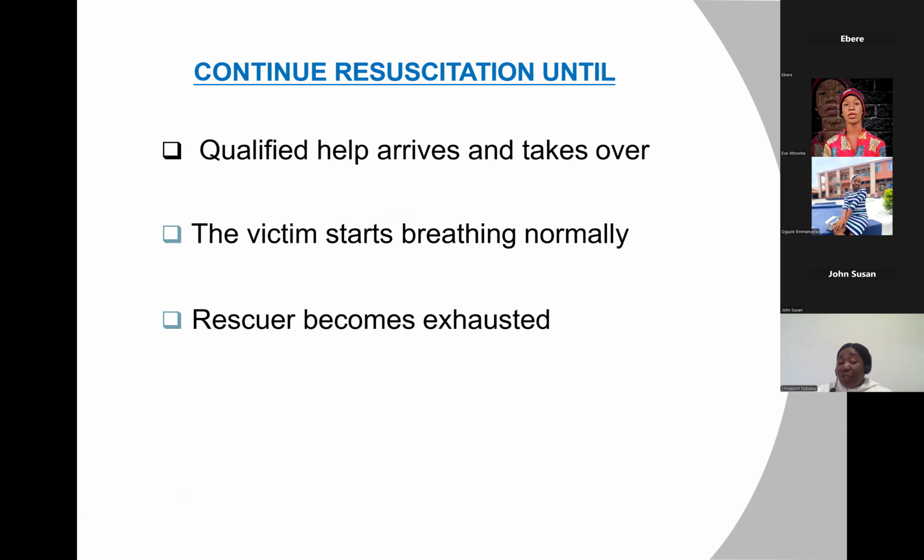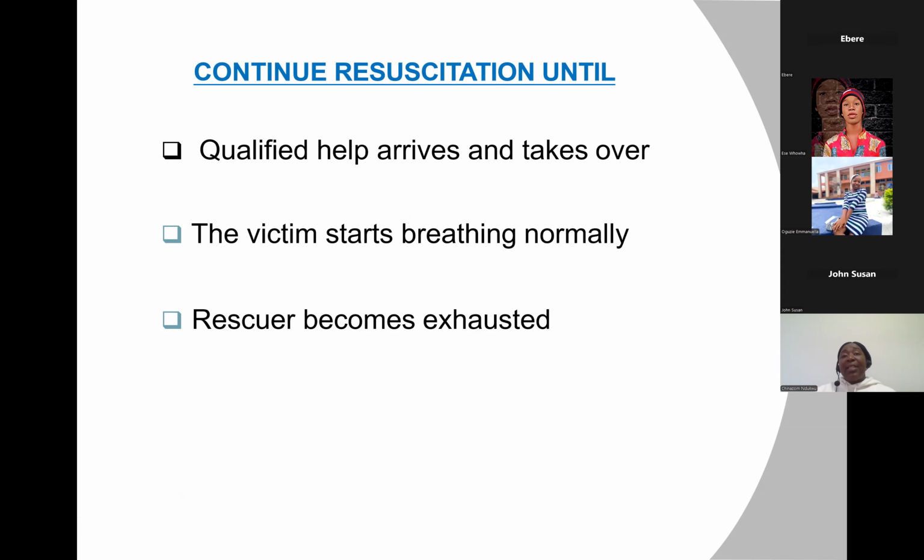Or you have to stop if you are exhausted, because we don't want to start doing the rescue breath and CPR for you because you're trying to help another person. Do you understand that? So those are the situations when you can stop the resuscitation. The first one is when help arrives. It could be qualified help. It could be another person telling you, oh, hang on.